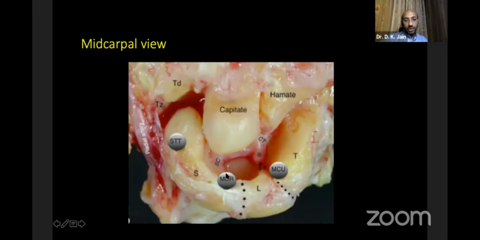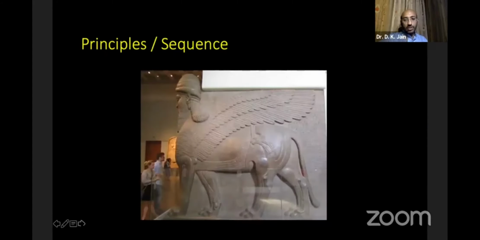You need to introduce and angle the camera to see this part as well. Again, it might be difficult for you to visualize, or else you'll directly hit this bone here and you'll not be able to go through this curvature. So the principle of sequence is quite important.